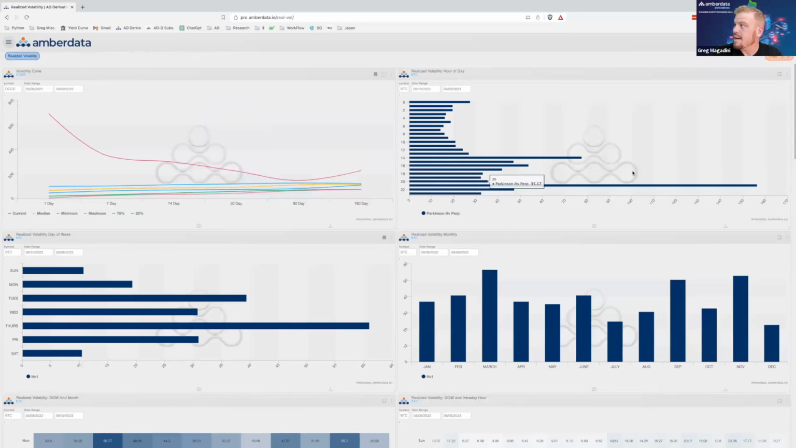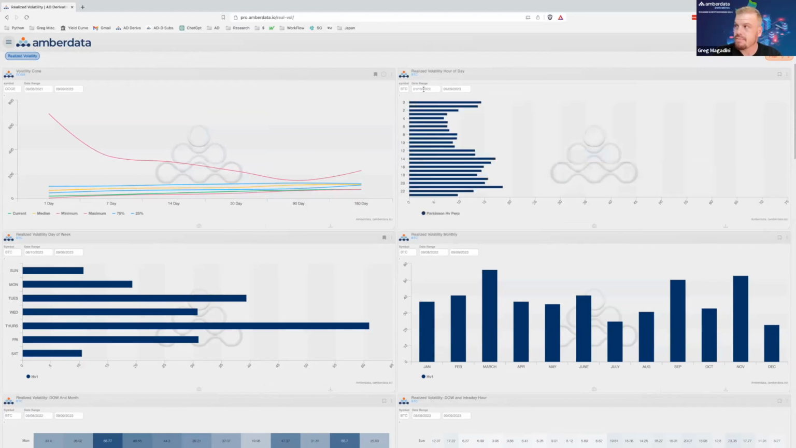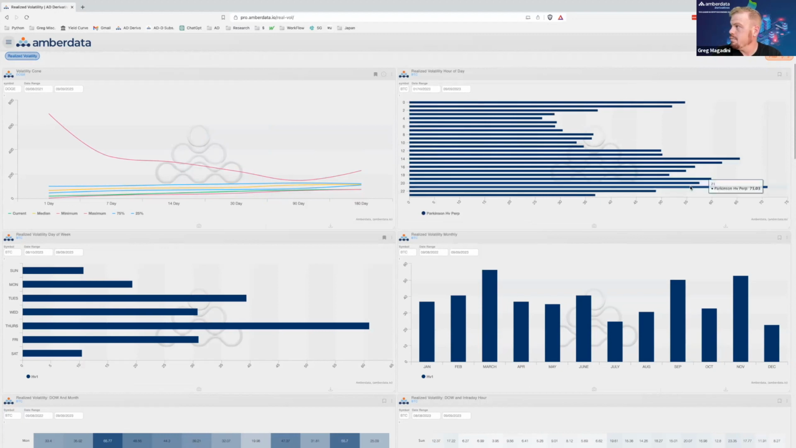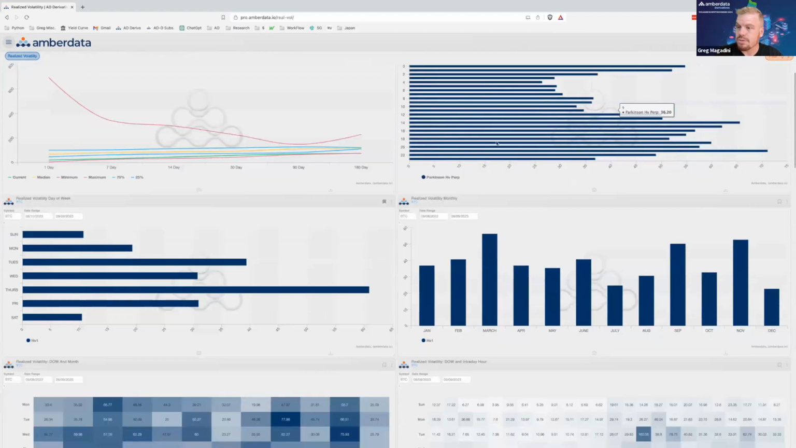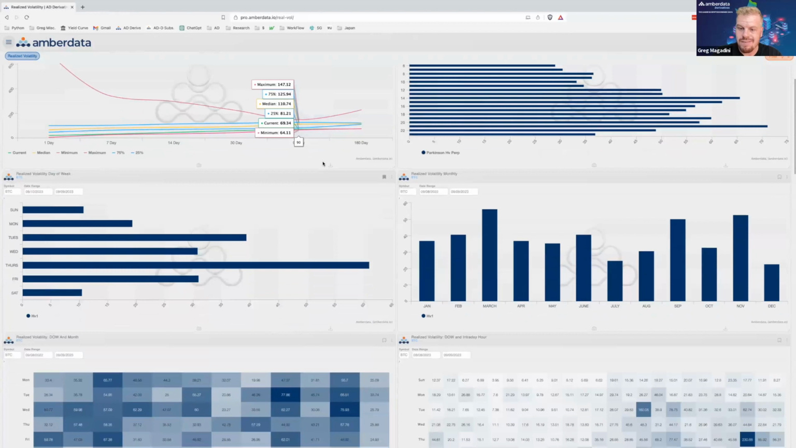On the right-hand side here, we can see the realized vol by hour of the day. Again, you can pass in a date range. Let's say I want to look at year to date, give or take. I can see the most volatile time is 9 p.m. UTC. The least volatile time year to date has been 4 a.m. UTC. And we annualize this to have it in comparable terms to the options market of implied vol.